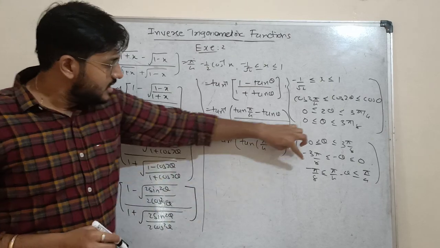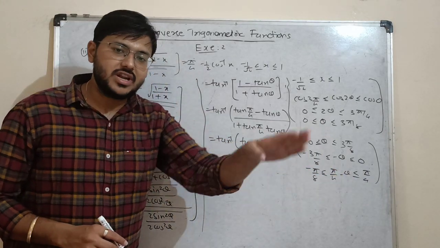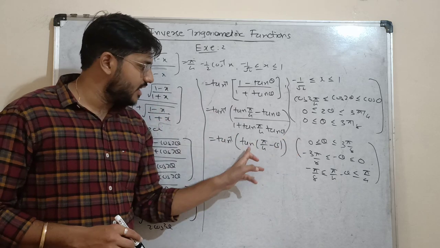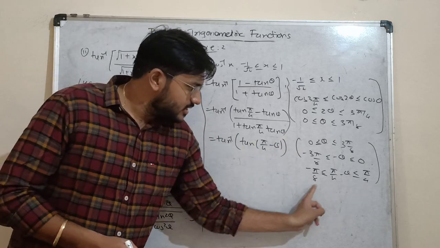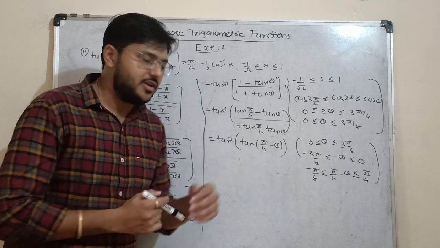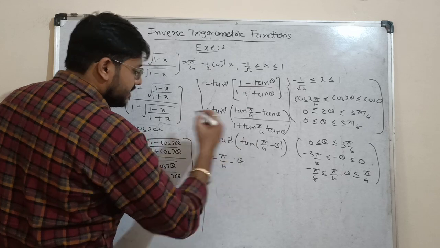So now in this case, minus pi by 8 to pi by 4 will represent the fourth quadrant and first quadrant, which is the domain of tan, which is minus pi by 2 to pi by 2. So this interval is a subset of minus pi by 2 to pi by 2. So we can remove the function and inverse as it is pi by 4 minus theta.